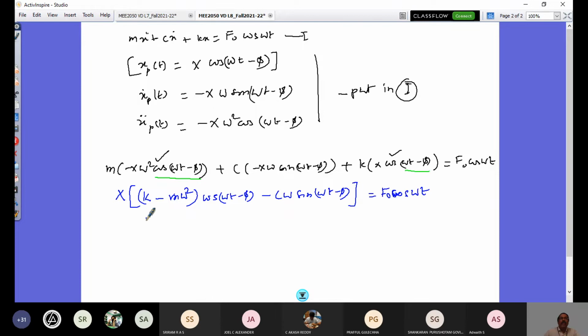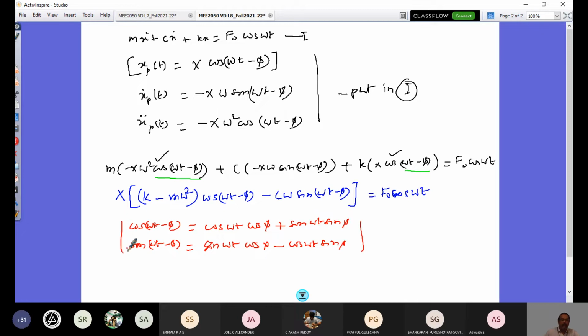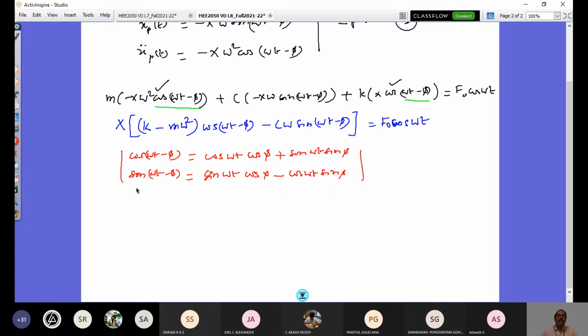So now we know our well-known trigonometric relationships. I know what cos(a minus b) is and what sin(a minus b) is. So cos(omega t minus phi) is cos a cos b plus sin a sin b, so it's cos omega t cos phi plus sin omega t sin phi. And similarly, sin(omega t minus phi) is sin a cos b minus cos a sin b, so sin omega t cos phi minus cos omega t sin phi. These are our trigonometric formulas. Using this, I can expand this equation, and that is going to give a very interesting set of equations. So let me expand this here and then reduce my equation further.